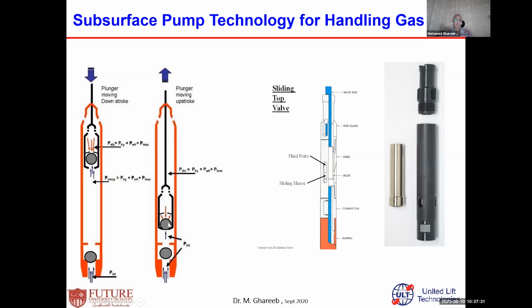Remember, the traveling valve will open if the pressure below the traveling valve is higher than the pressure above it. There is a certain device called the top sliding valve, installed at the top of the pump. During the downstroke, this valve is open and isolates all the weight of the fluid from the top of the traveling valve and holds it. There will be no fluid above the traveling valve, so the traveling valve can open easily.